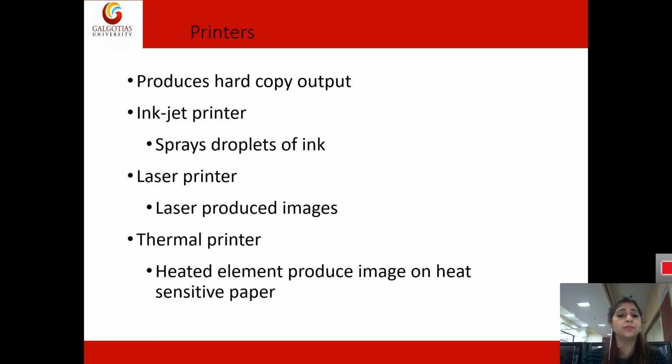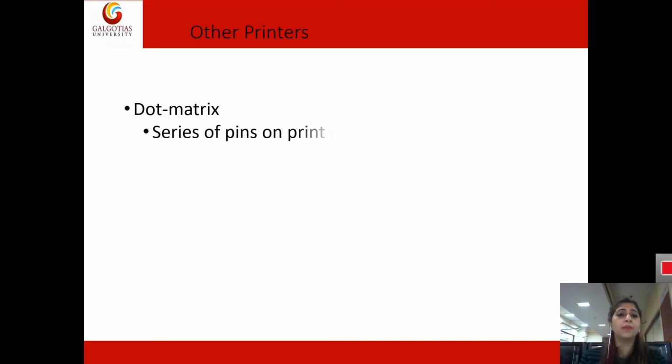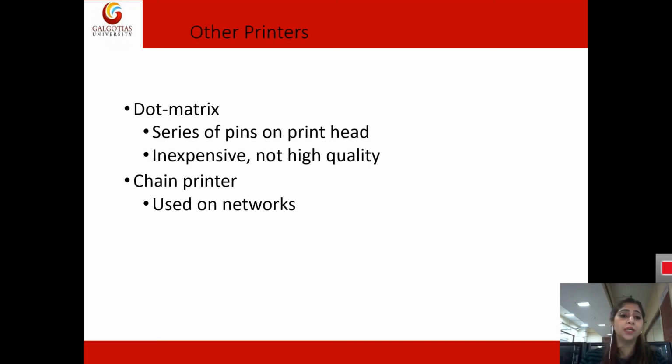Then we have these thermal printers, in which a heated element produces the image on heat sensitive paper. So these are some of the types of printers that are there in the market. Then we have the dot matrix printer. In dot matrix printers, a series of pins are on the print head. These are less expensive and not very high quality printers. These were used earlier, and they produce too much sound also.